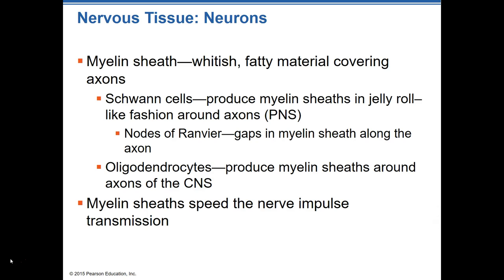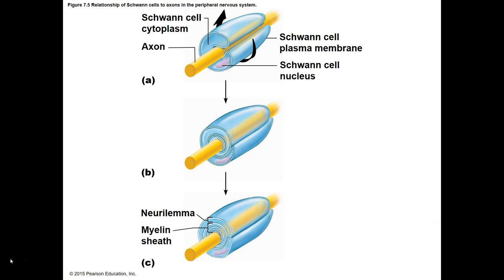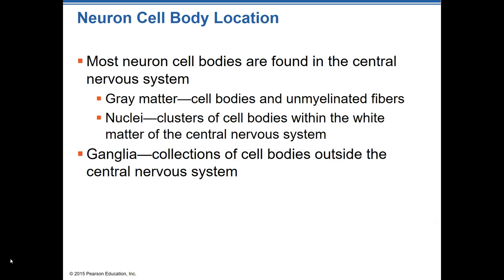So oligodendrocytes also create some myelin sheaths around axons, but that's in the central nervous system. We'll see Schwann cells in the peripheral, oligodendrocytes in the central. And what myelination is intended to do is to speed the impulse of the nerve transmissions. So it'll make that nerve transmit its impulse much, much faster by being myelinated. And we can see how this sheathing is wrapped around these cells. It's tightly wrapped around these cells. Okay.